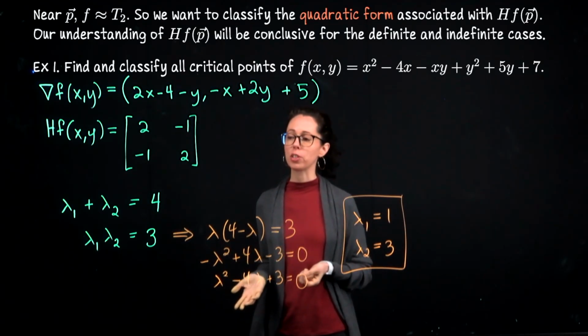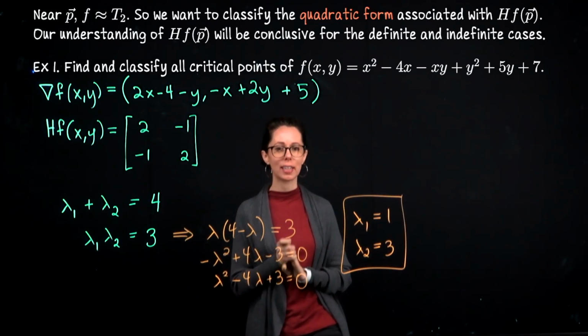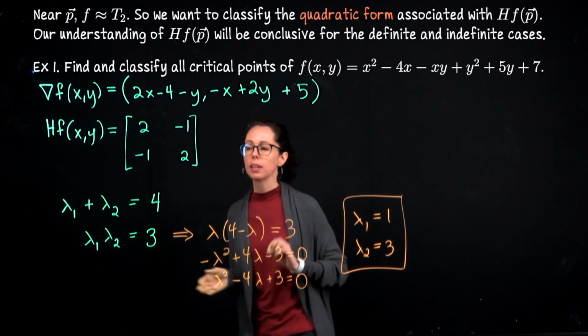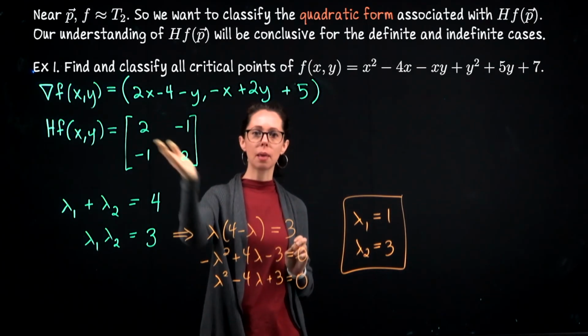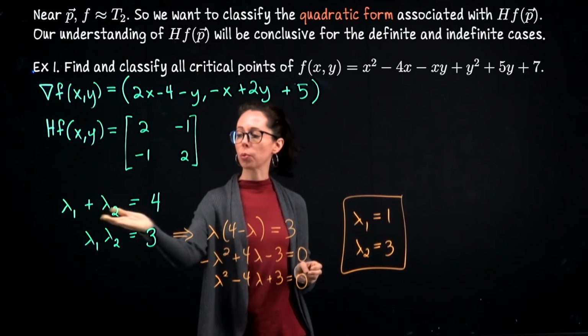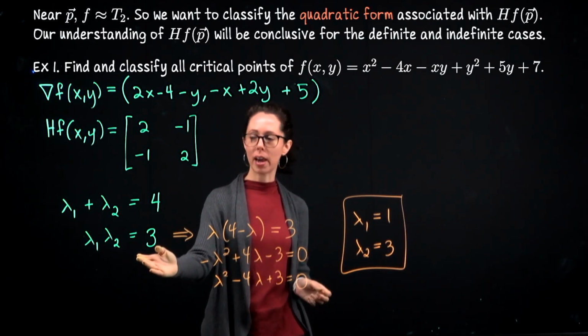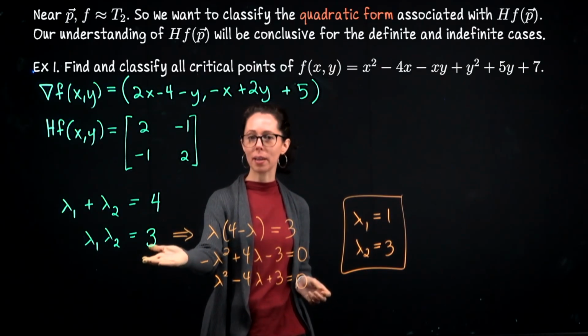But I like for a 2 by 2 matrix using the trace determinant form, especially if I'm just looking to understand the sign of the eigenvalues. So the trace, the sum of the diagonal, 2 plus 2, is the sum of the eigenvalues. So λ1 + λ2 is 4. And also the determinant is the product of the eigenvalues. So 4 minus 1 is 3.